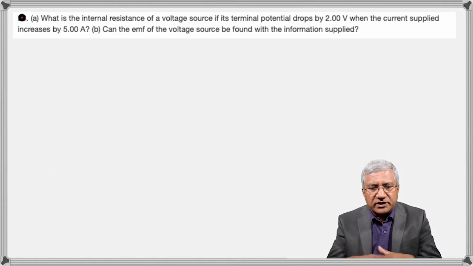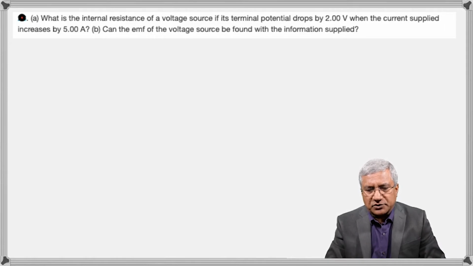Here's the next one. What is the internal resistance of a voltage source if its terminal potential drops by 2 volt when the current supplied increases by 5 ampere? So we got to find the internal resistance of a battery, which is the voltage source, and the terminal potential is not given. What is given is the decrease in the terminal potential when the current increases by a certain amount. So we cannot use the formula directly, but we can start with it.